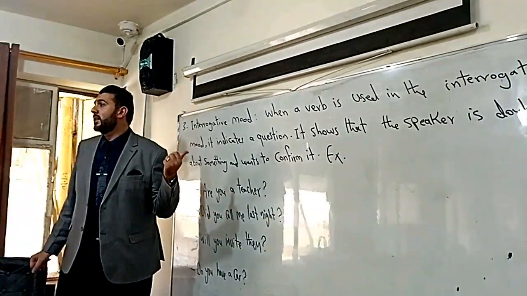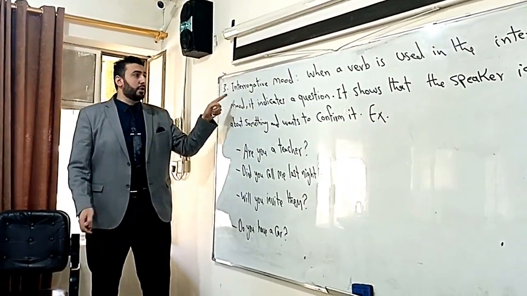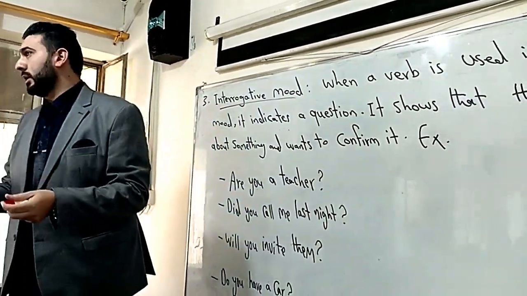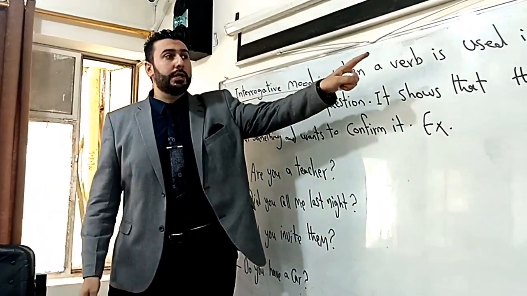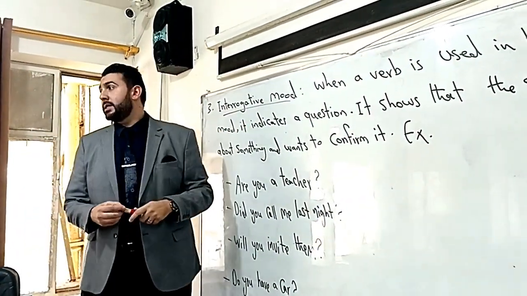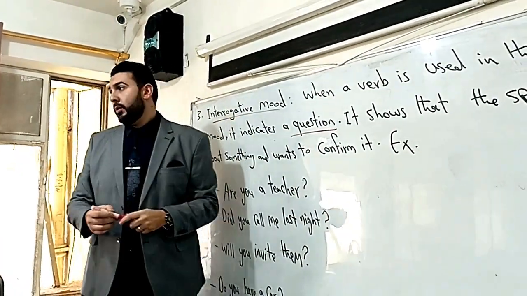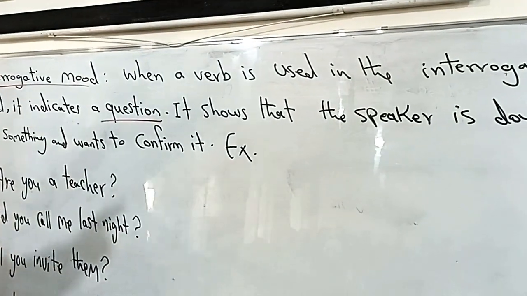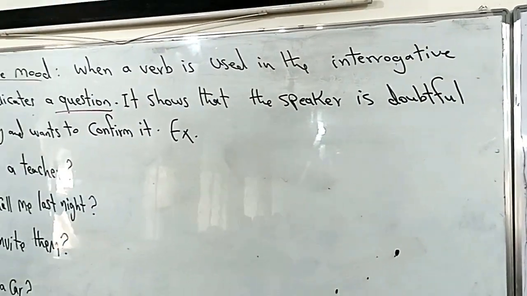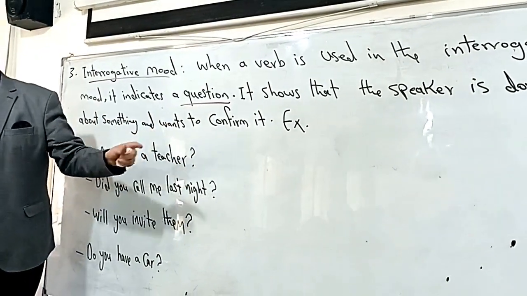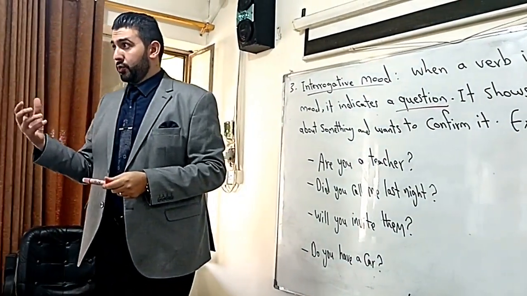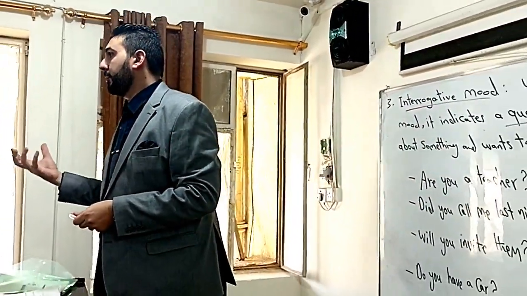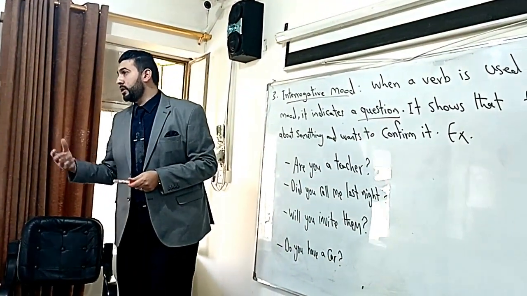Okay. We have the third kind of mood. It is the interrogative mood. يعني الاستفهامي، المزاج الاستفهامي للفعل. When a verb is used in the interrogative mood, it indicates a question. So when we ask a question, we use the interrogative mood. It shows that the speaker is doubtful about something and he wants to confirm it. This means that sometimes you are not sure about something, so you want to ask just in order to be sure about something.